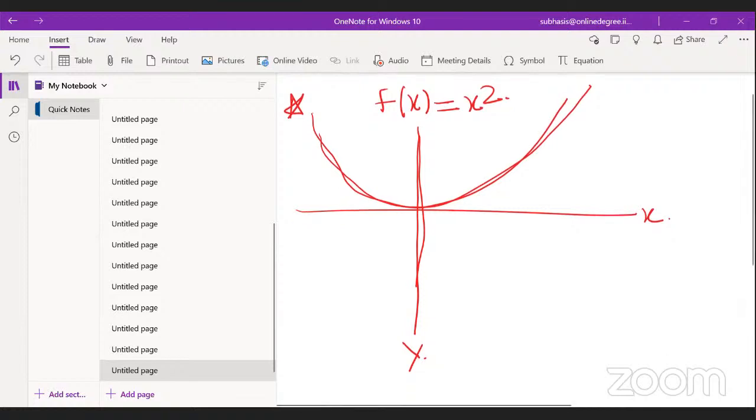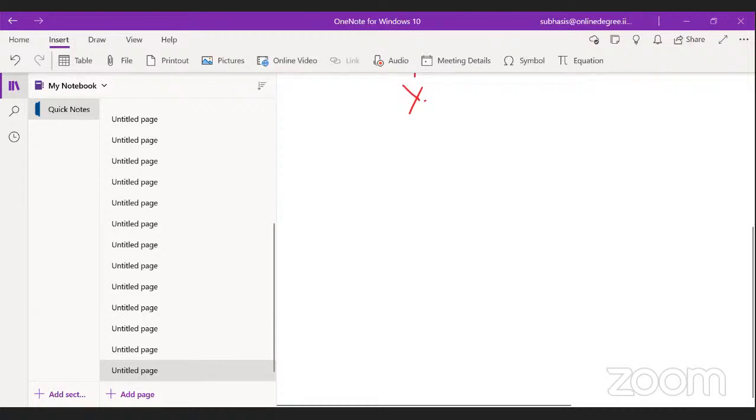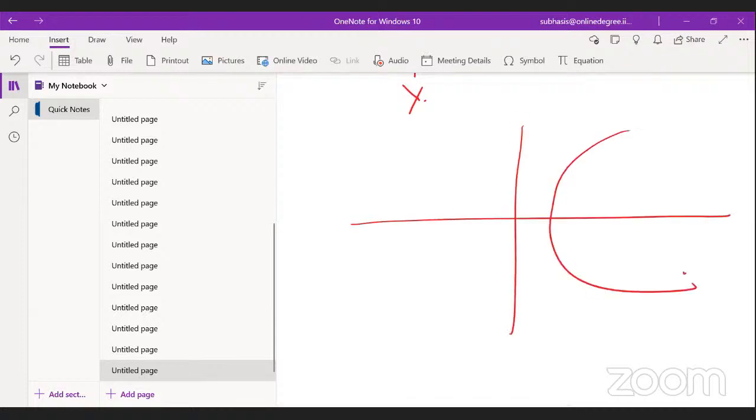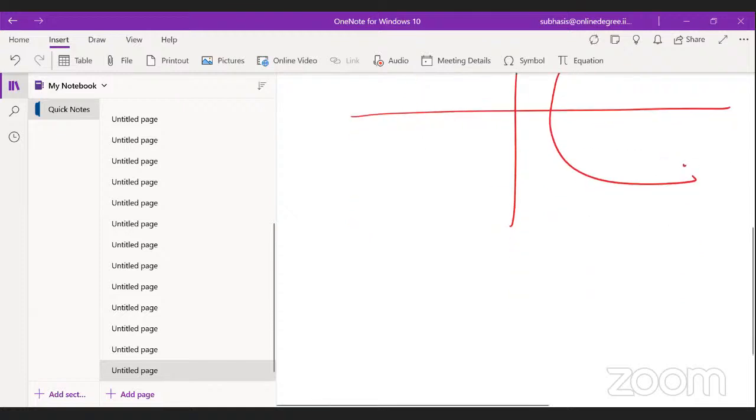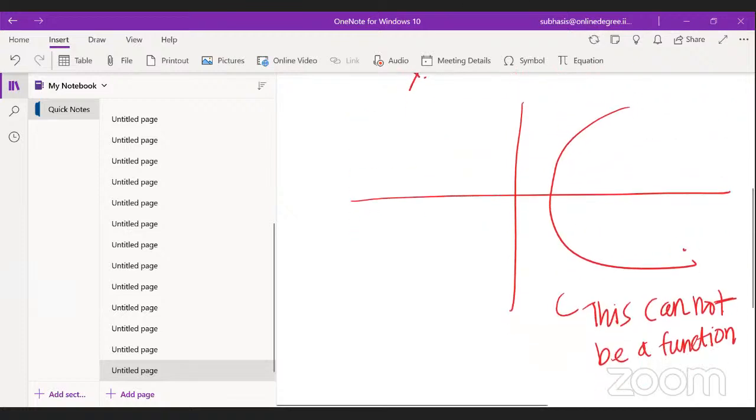So the first thing is, whatever graph you are plotting, that graph should be a function. Then only you can check whether that function is one-one or not. Suppose you have a graph like this. This cannot be a function, right? Because if you draw a line, then this line cuts this graph at 2 points.